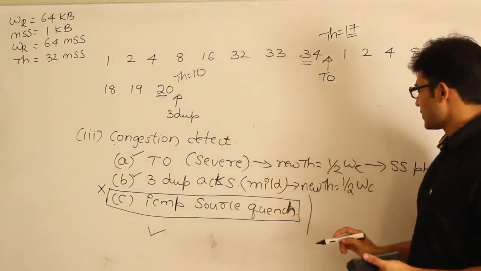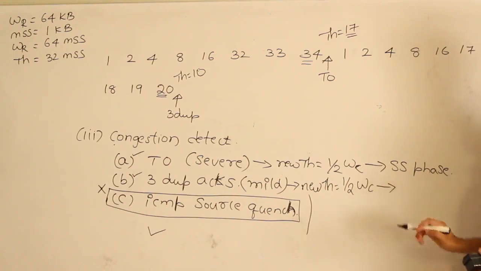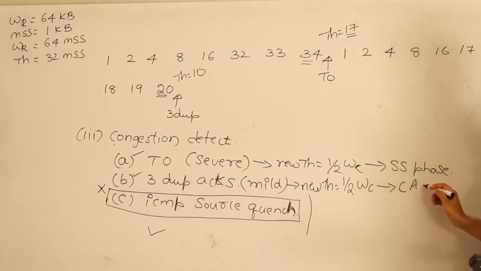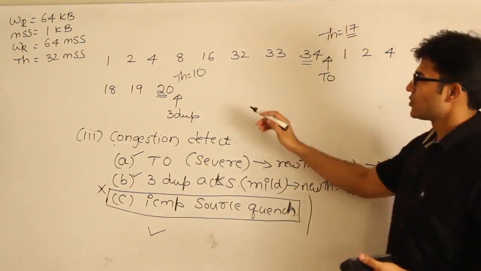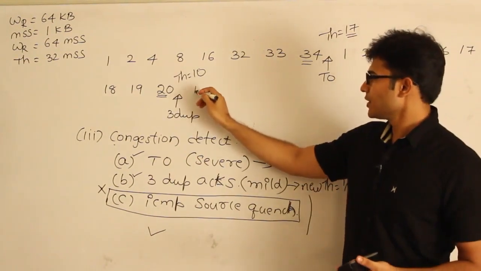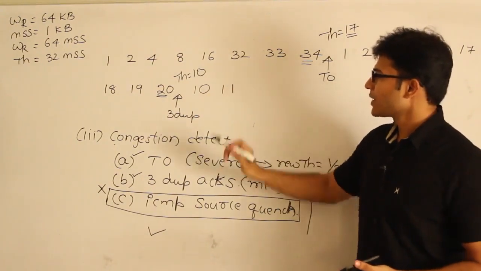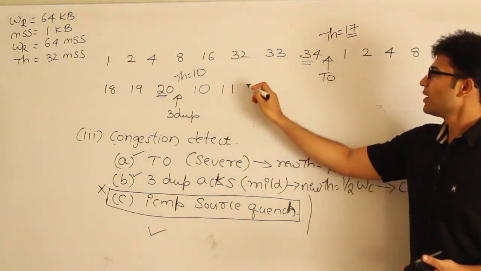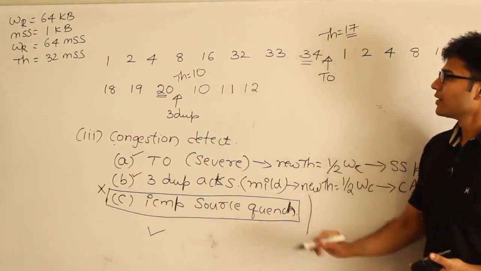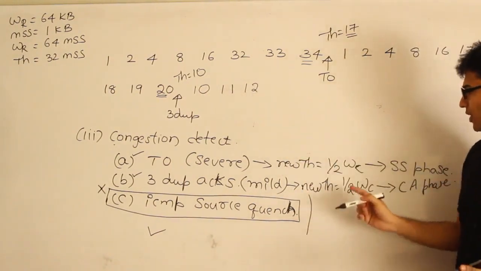Okay, but then the algorithm enters not the slow start phase, it enters the congestion avoidance phase. So congestion avoidance phase means we start from the new threshold, which is 10. We start from 10 and we grow linearly because it is congestion avoidance. 10, 11, 12, like that. So what did you understand from this?